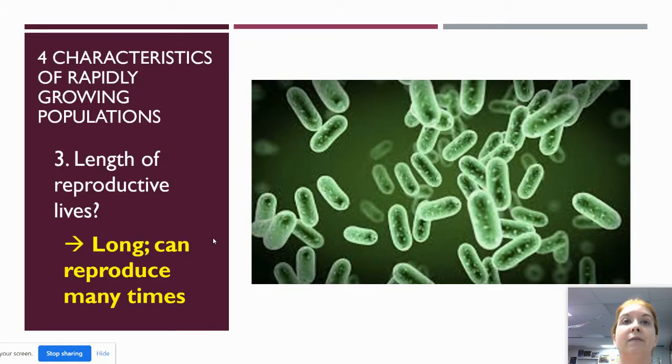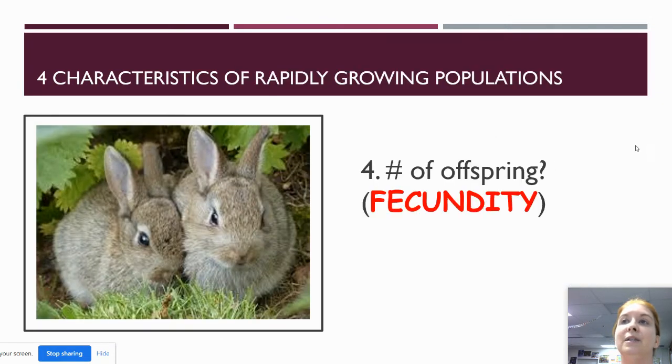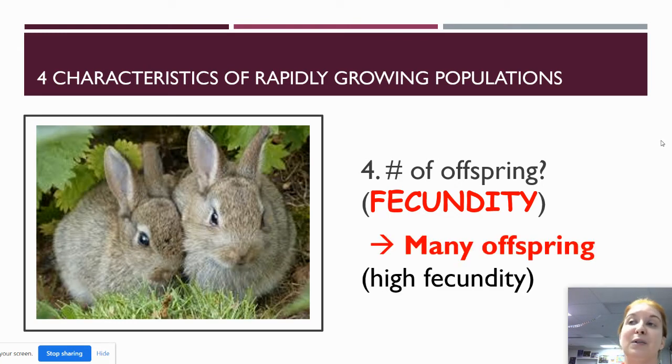Third, length of reproductive lives. They're long and they can reproduce many, many times in their life. That's not a big deal for them. And last but not least, number of offspring, or fecundity, is the big fancy word you might see on a test question. But how many babies can you make? Many offspring is high fecundity, and then low fecundity would be only having a couple. So these are your characteristics of rapidly growing populations.